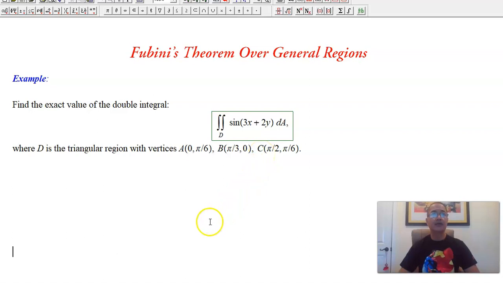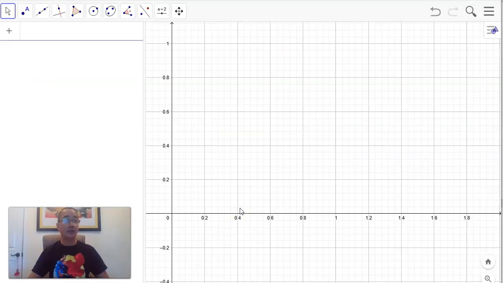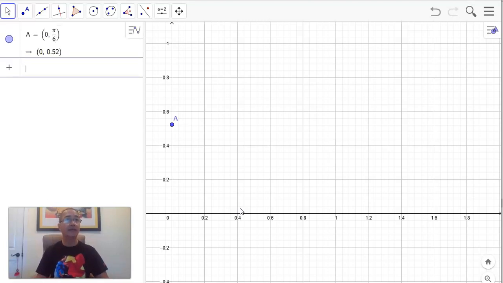Okay, so from here, let's take a little pause and go to GeoGebra. We'll revisit this function, and we're going to draw this domain. Okay, so I'll see you there in a second. Right, I'm going to start with the domain. So A will be the point 0, pi over 6. All right, there is point A.